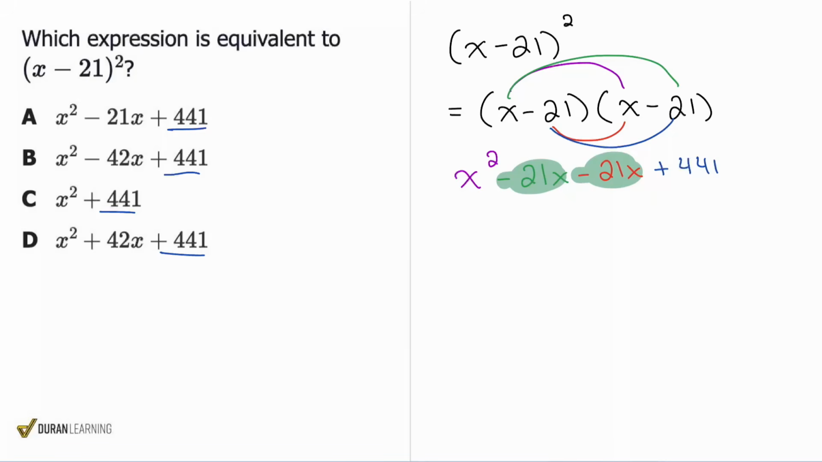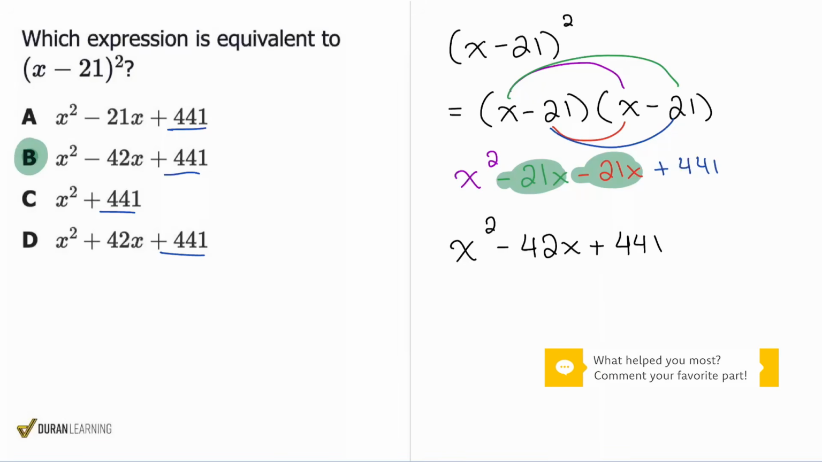So that's like saying, hey, 21 plus 21, but in the negative direction. Everyone, if you're already at negative 21 and you subtract another 21, we're at negative 42. So we have x squared minus 42x plus 441. And that makes the correct answer here, answer choice B, x squared minus 42x plus 441.